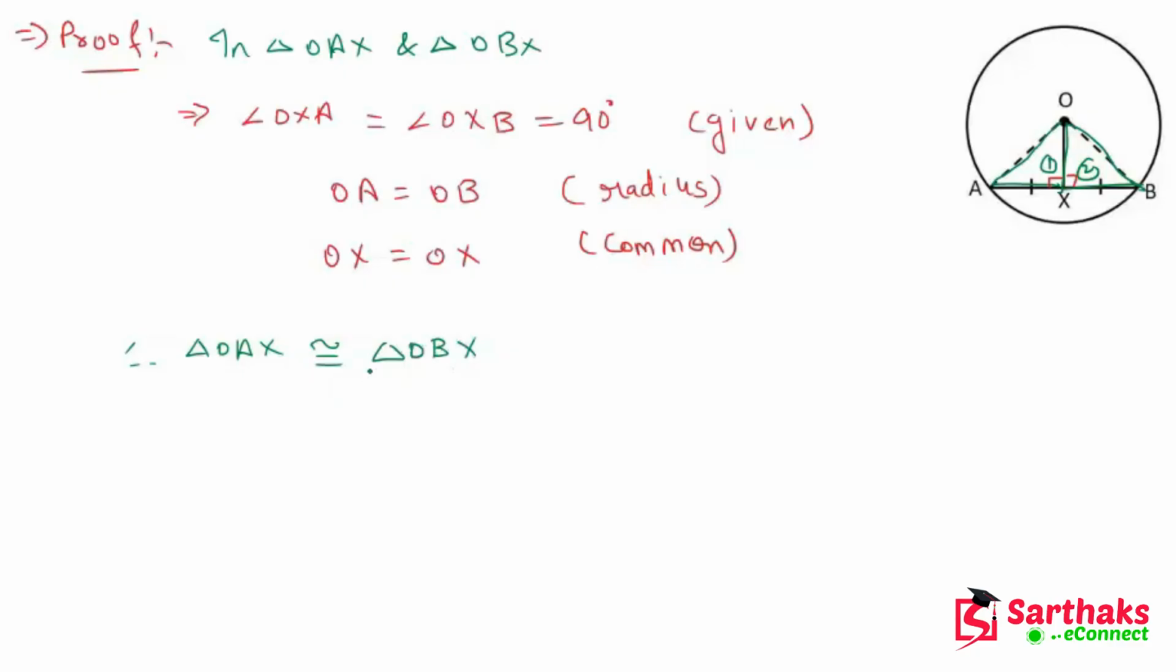Okay, so these triangles are congruent by what? By the RHS rule. You can see that here is a right angle, hypotenuse, and one side. So we can say that these two triangles are congruent by the RHS rule. Hence, we can say AX is equal to BX by CPCT. So this is very easy. Okay, so this is the proof of this theorem.